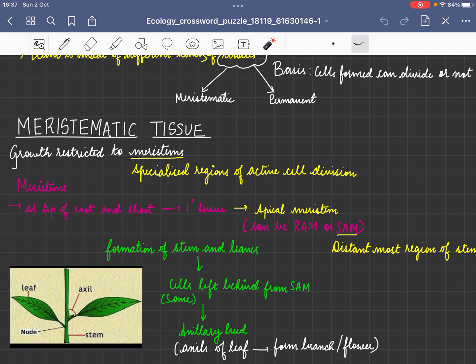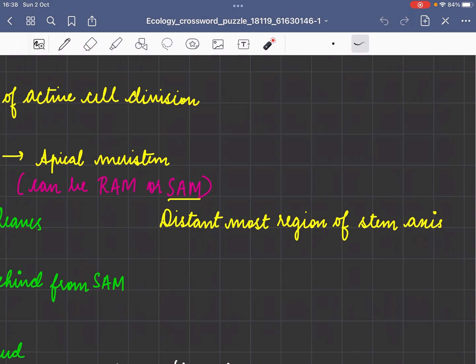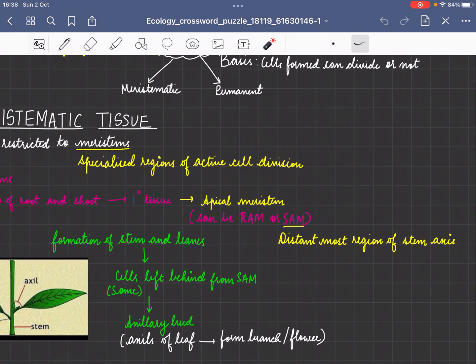So at the tip of the root and shoot, they form a primary tissue, and this we call the apical meristem. If it's formed from the root, it's called the root apical meristem, abbreviated as RAM. And if it's formed from the shoot, it is called the shoot apical meristem, or SAM. The root apical meristem is usually at the tip of the roots. But the shoot apical meristem is present in the distant-most region of the stem axis.